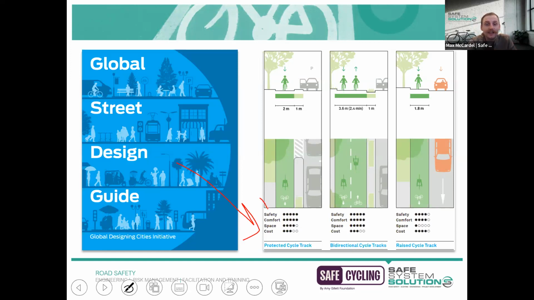So you can see there's safety, comfort, space, cost associated with protected or bidirectional or a raised track. And it's a wonderful resource. So once again, if you are in the options analysis side of things and looking at different ways you can construct your cycling corridors, I strongly recommend getting into this.